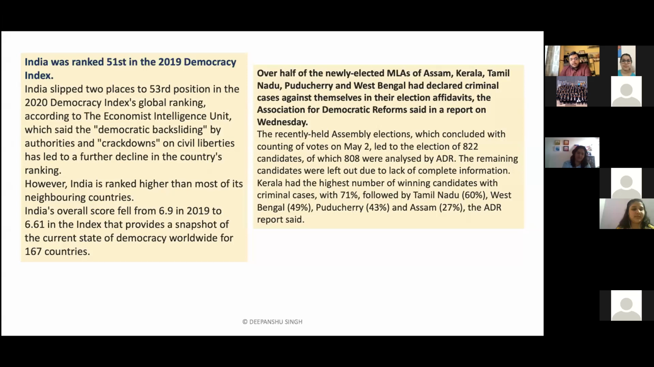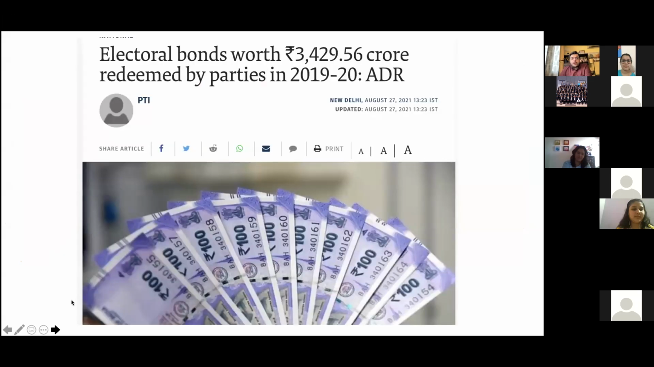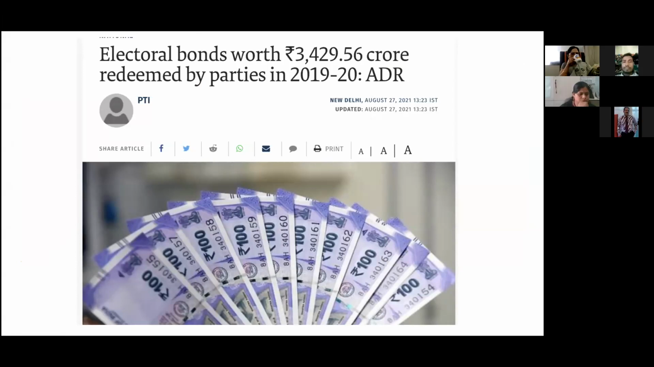At the same time, one of the most recent pieces of data is on electoral bonds. This is from this very month, last month on 27th of August, that electoral bonds worth more than 3,429 crores were redeemed by parties in 2019-20.